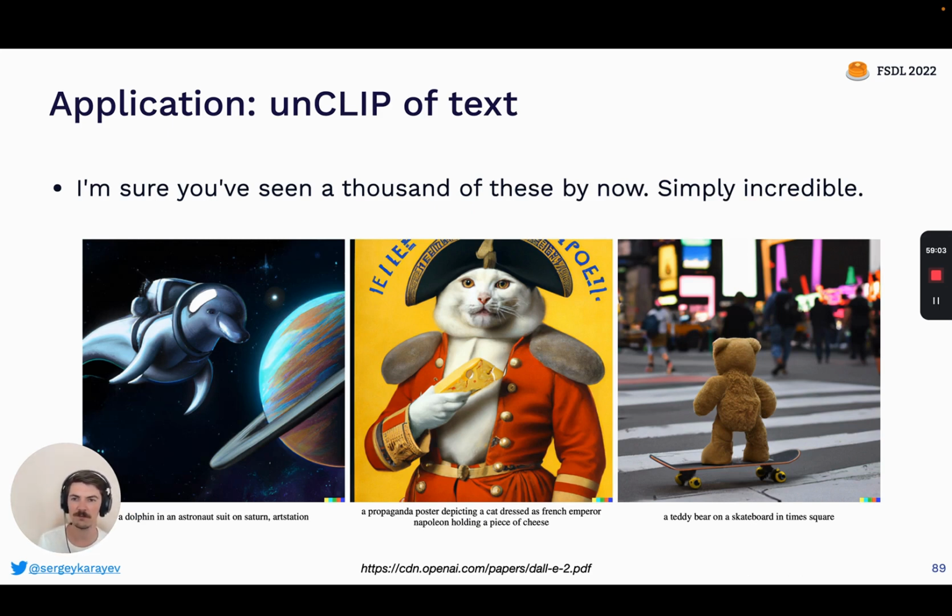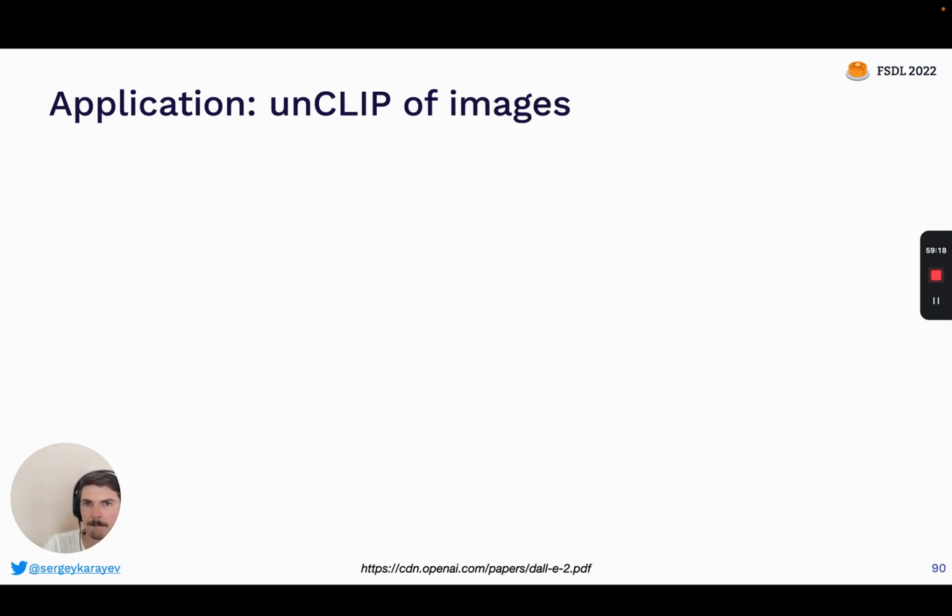And I'm sure you've seen a million of these by this point, but these are DALL-E 2 images. So you can say stuff like a teddy bear on a skateboard in Times Square, and it generates it. It has trouble generating text. So it generates stuff that looks like text, but is not readable. You can start with text. You can start with images as well.